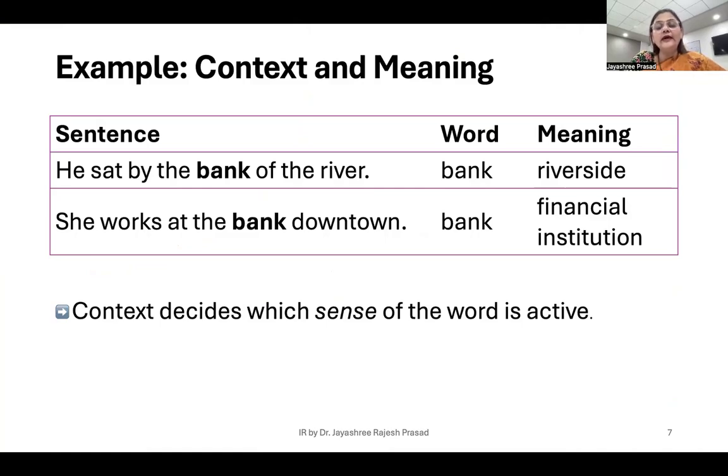So let's explore a few examples dealing with context and meaning. Here is a simple example. In "he sat by the bank of the river," the word bank means a riverside. But in "she works at a bank downtown," it refers to a financial institution. Same word, two different meanings, and our mind effortlessly picks the right one from the context.